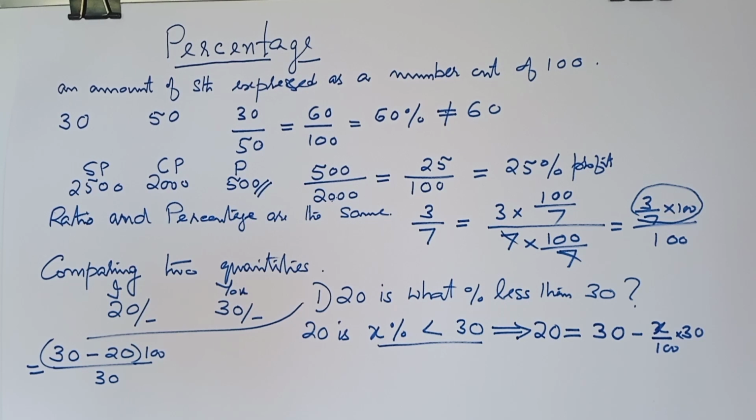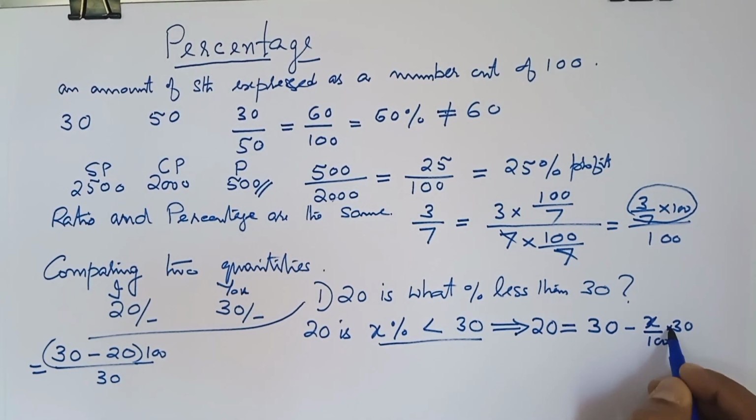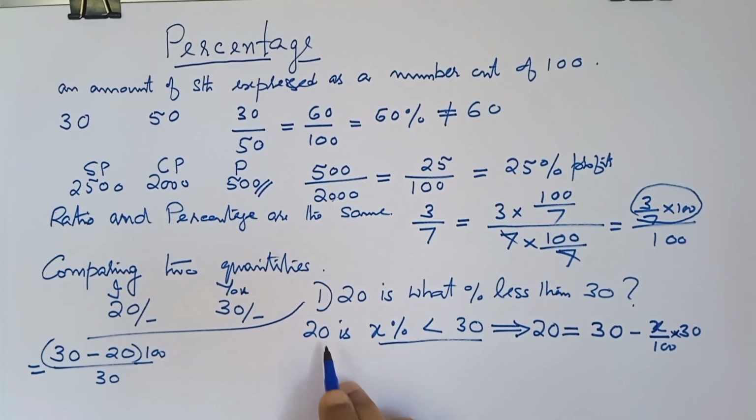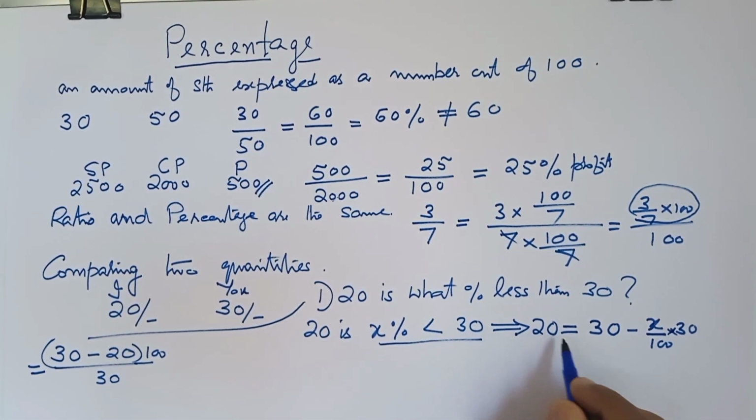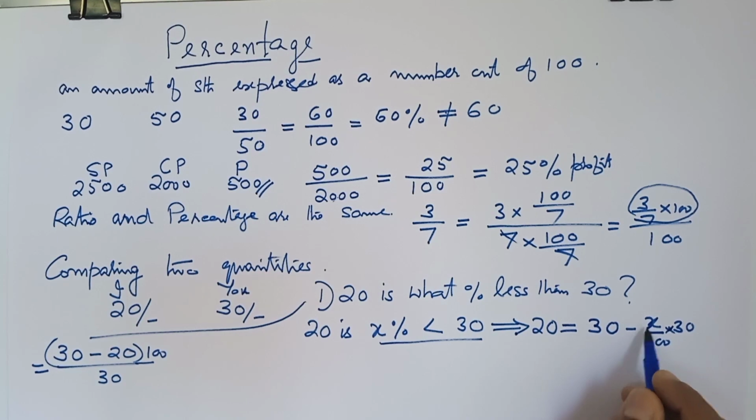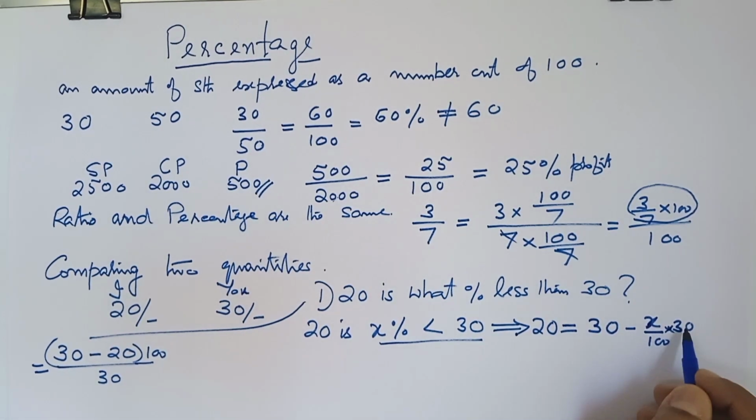In fact, for that matter, if I say 20 percentage less than 60, what does that mean? 60 minus 20 percentage of 60. So whenever you say percentage, that's a percentage of something. In certain cases, it is implicit, so you don't express it so clearly. So when I say 20 is X% less than 30, that means 30 is to be reduced by X percentage of itself. That is the meaning.